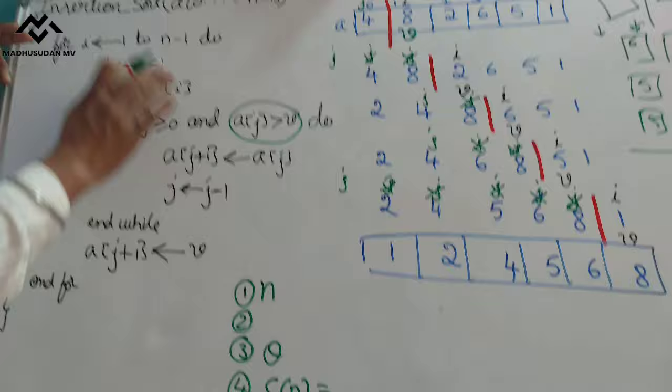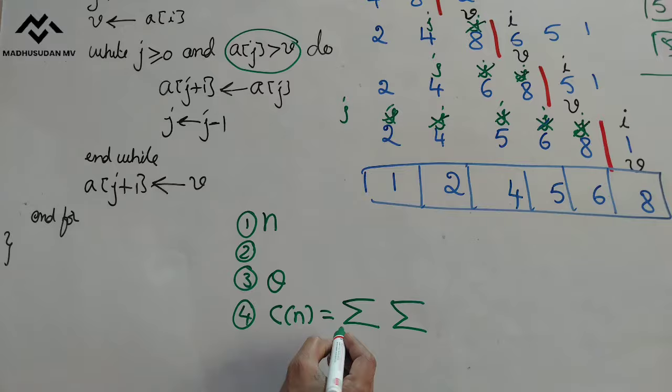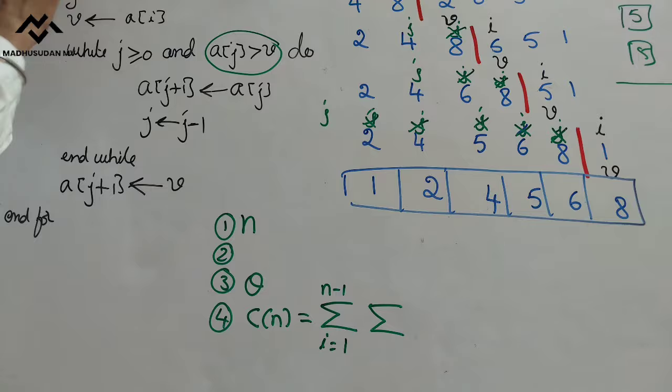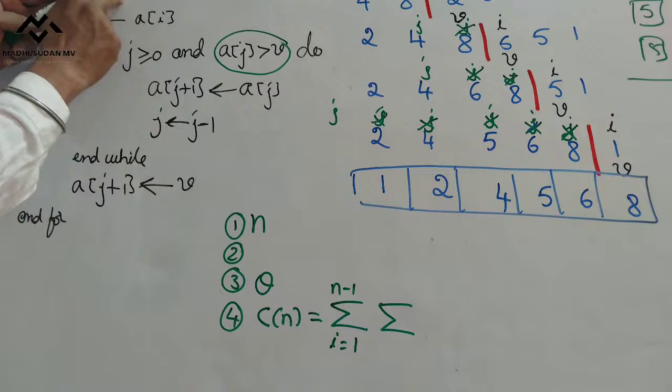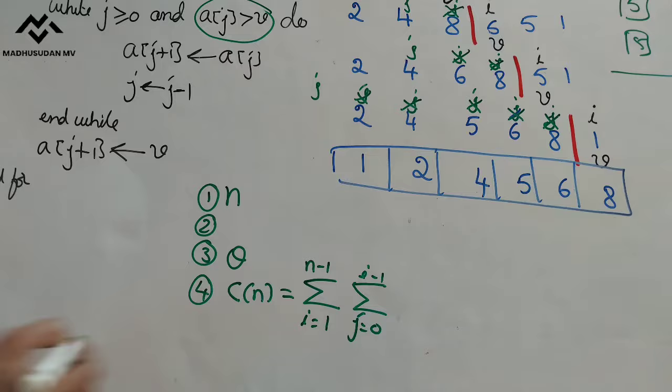Since here we are using two loops, the outer loop is a for loop and the inner is a while loop, I have used two summations. So this is the outer for loop. Outer for loop is for I. So this I is running from where? I is equal to 1 to n minus 1. And the inner loop is the while loop. See, J is running from I minus 1 to 0. Either summation of 0 to n or n to 0, both are same. So I minus 1 to 0 or J is equal to 0 to I minus 1, both are same. So each time I am comparing how many times? Only one time. That's it.